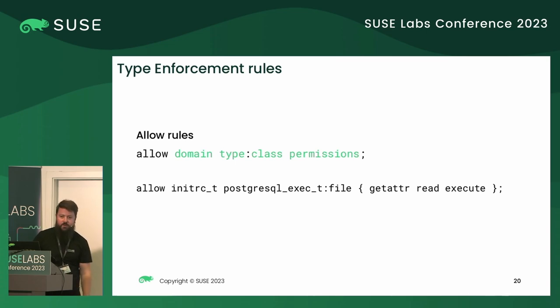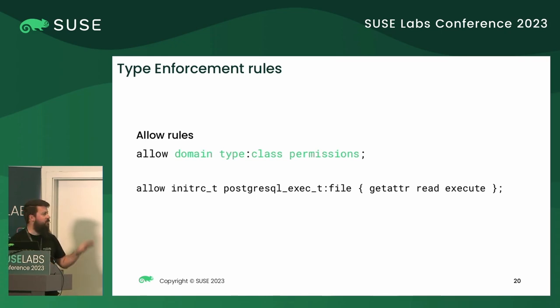So what do these rules actually look like in the policy? Well, that's what they are, really. They just say, I'm explicitly allowing a domain to perform some actions defined by the permissions, so read, execute, and so on, on a class, say a file or directory, that has a given type, right? For example, in this case, we are allowing the initrc domain to read and execute and so on all files that have the postgresql_exec_t type, right?